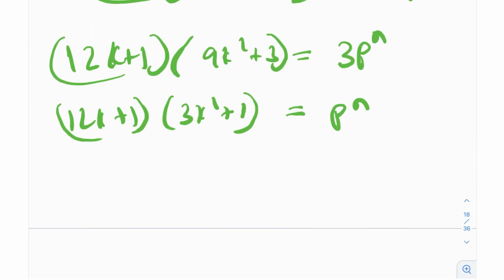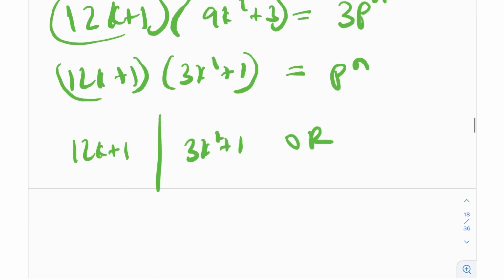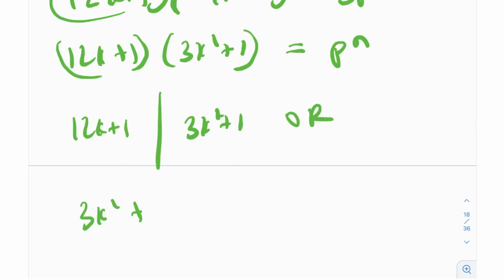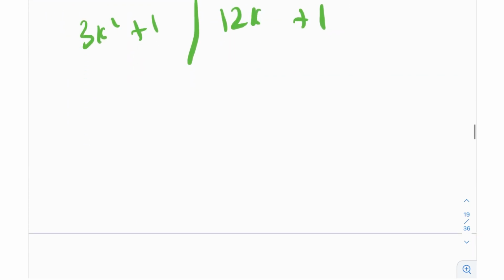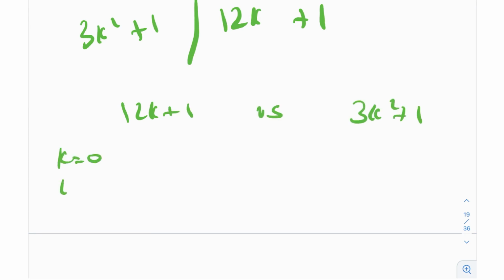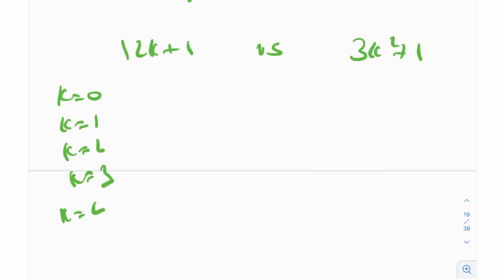Now, again here, if you remember from case 1, here also either 12k plus 1 divides 3k squared plus 1, or 3k squared plus 1 divides 12k plus 1. And again, really, you just need to formulate, maybe just take some values of k and check, right? So 12k plus 1 versus 3k squared plus 1. Let's consider for k is equal to 0, 1, 2, 3, 4, and 5.